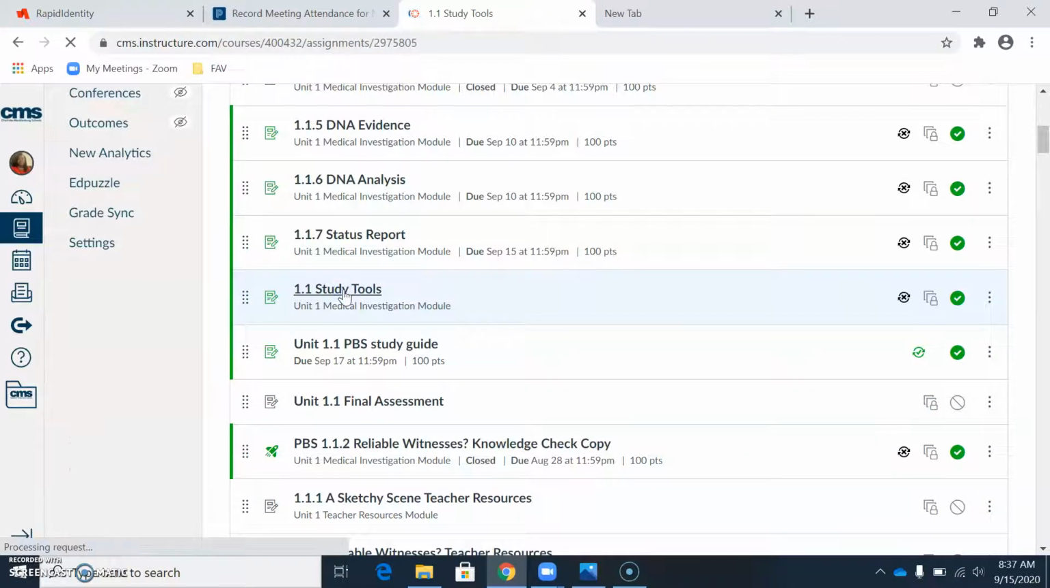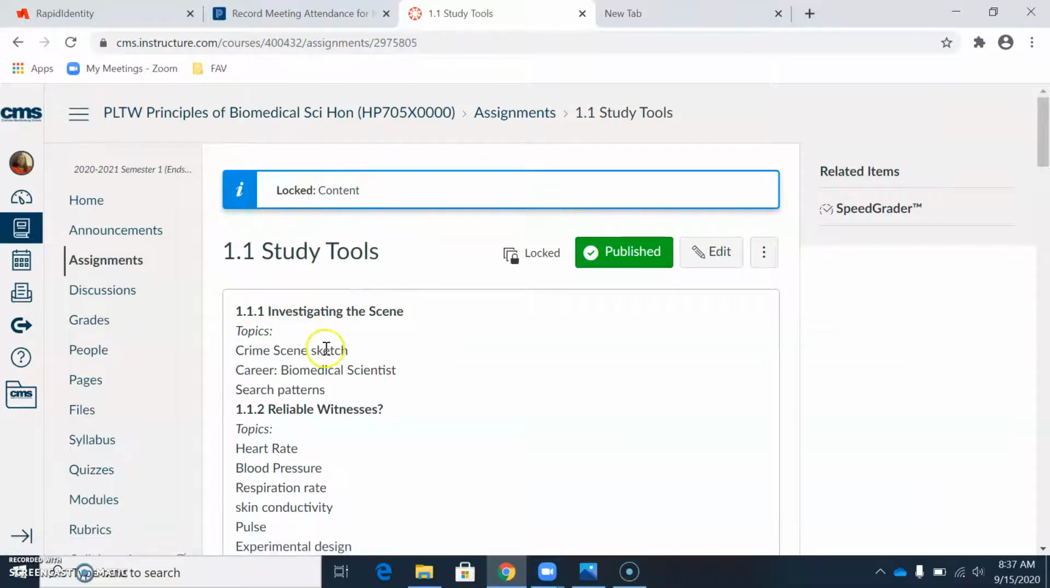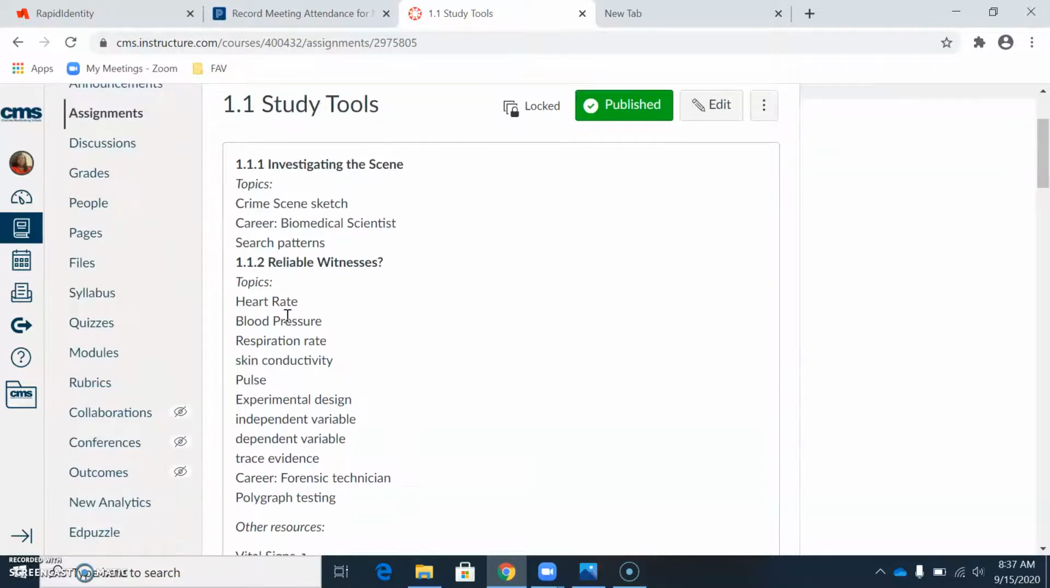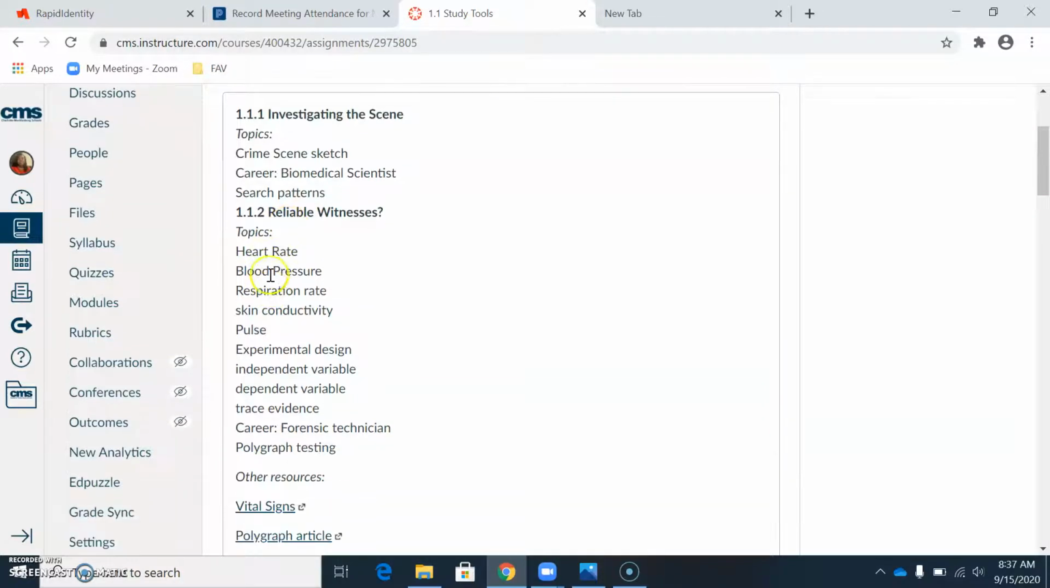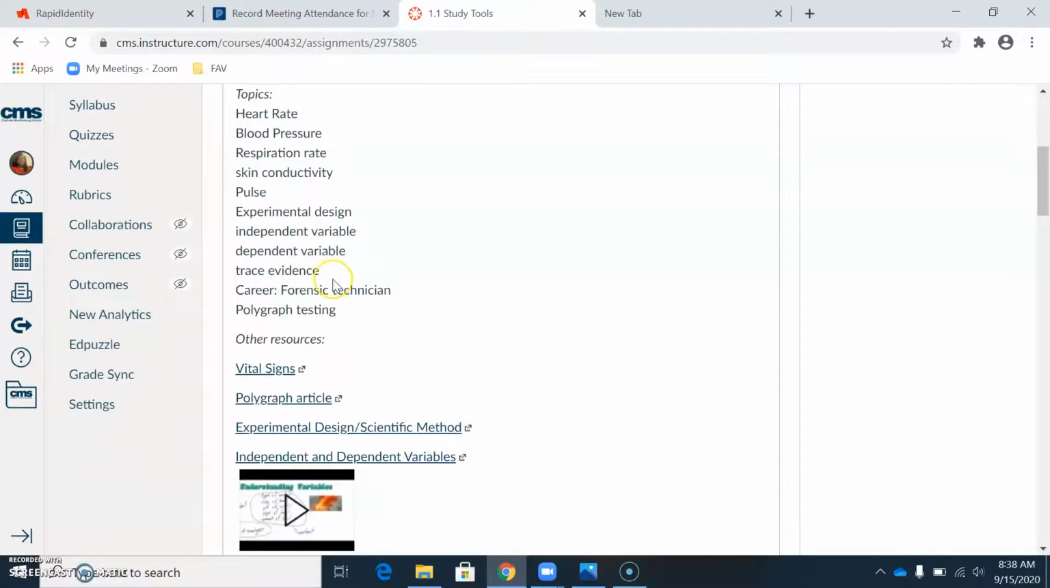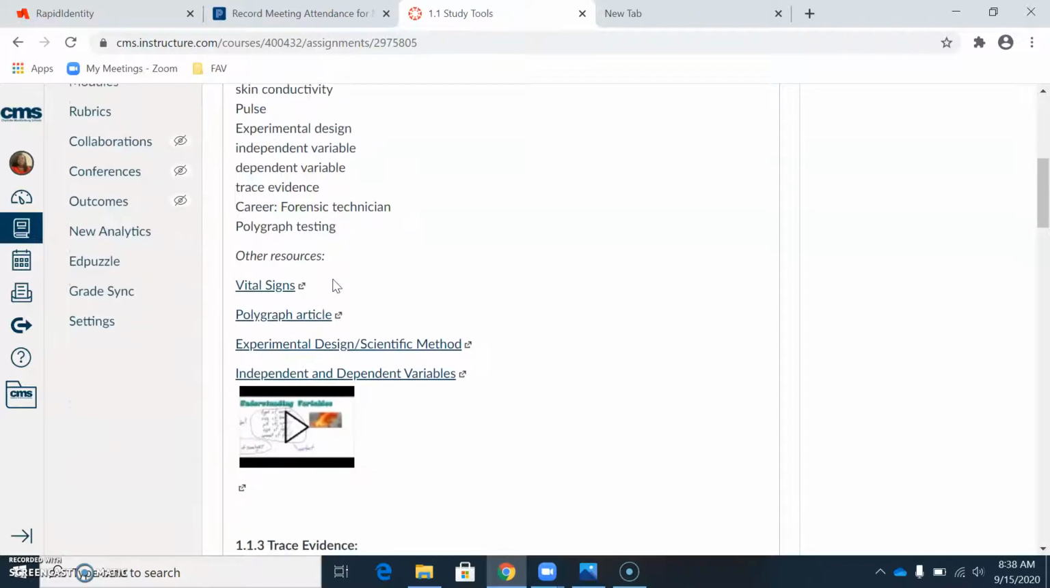In the study tools, when you click on it, you have the different topics we cover. For 1.1.1, we talk about the scene sketch, what a biomedical scientist does, and different search patterns. For 1.1.2, we discuss heart rate, blood pressure, respiration rate, skin conductivity, experimental design, the difference between an independent and dependent variable, trace evidence, and the careers we focused on were forensic technician as well as polygraph tester.